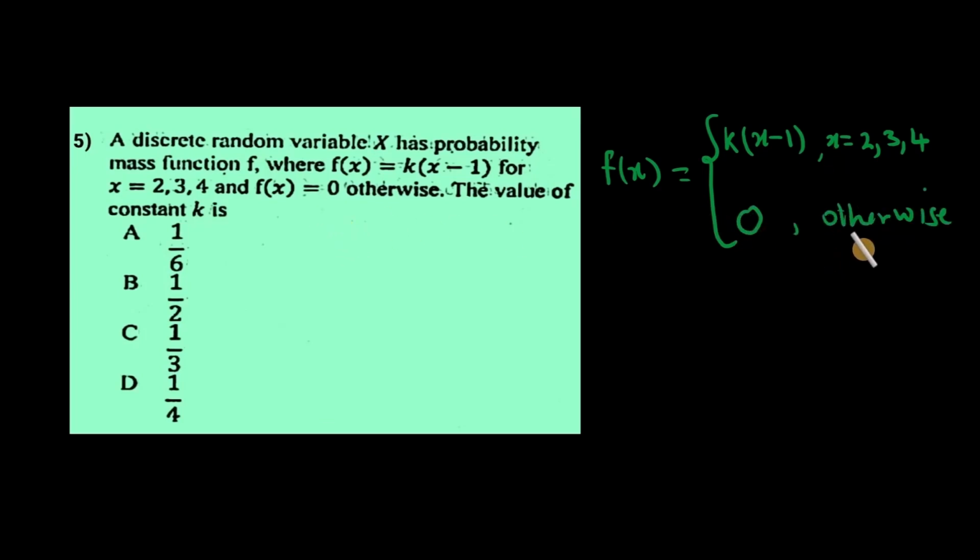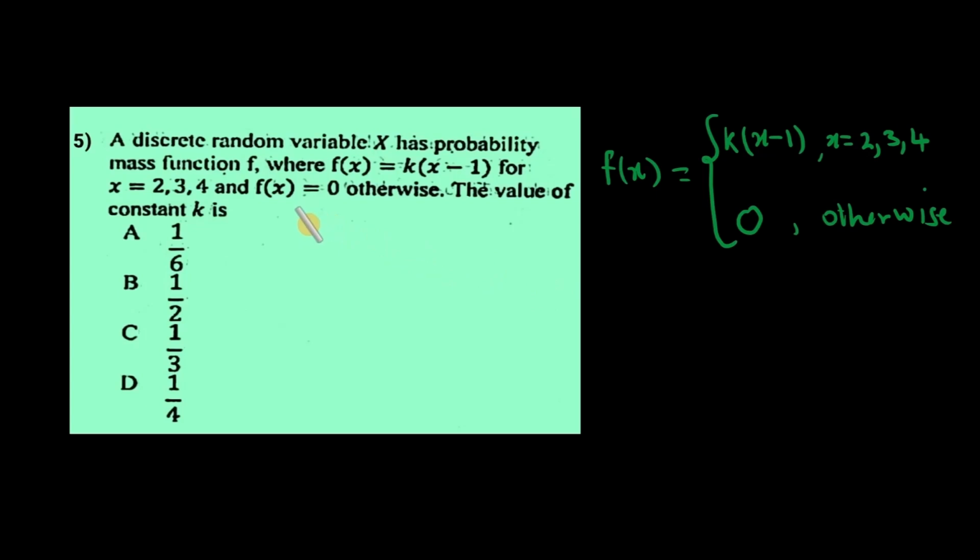Let's find out. A probability mass function f of x is a step function. That is a function with pieces, and they said one of the pieces is k into x minus 1 for x equals 2, 3 and 4, and they said f of x is equal to 0 otherwise. Otherwise means that if x is not 2, not 3, not 4, f of x will be 0. That means if x is 5, 10, or 0, the value of f of x will be 0. So this is the first step to solve this question.